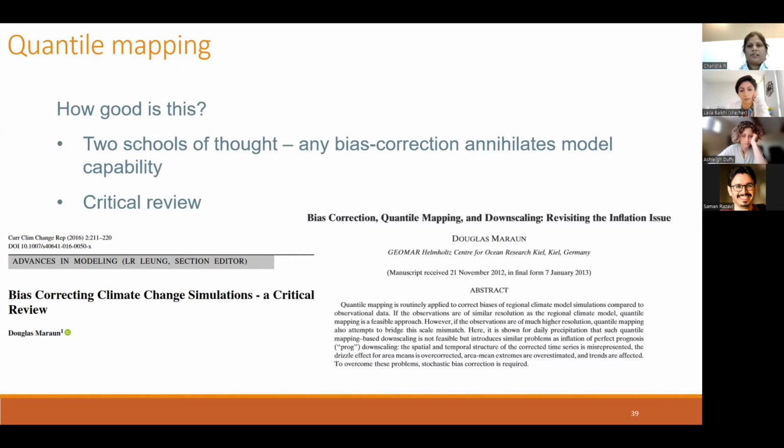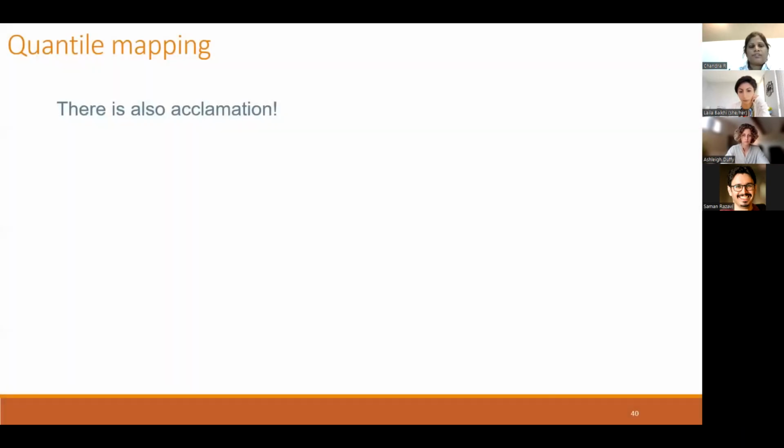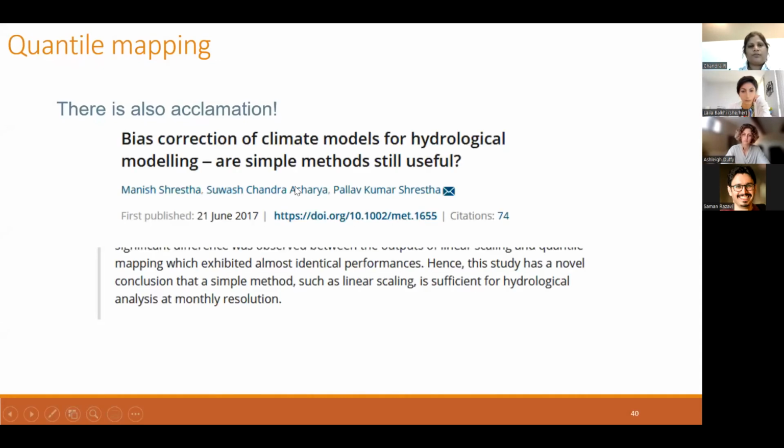There was also another good study by the same person, where they note that the bias correction affects the spatial and temporal structure of the correlated time series, and that the drizzle effect of area means is overcorrected and so on. So basically, caution is required when we are doing the bias correction or the quantile mapping, before using them, based on what you want to use them for.